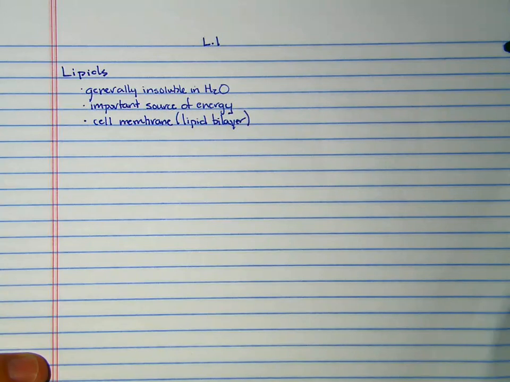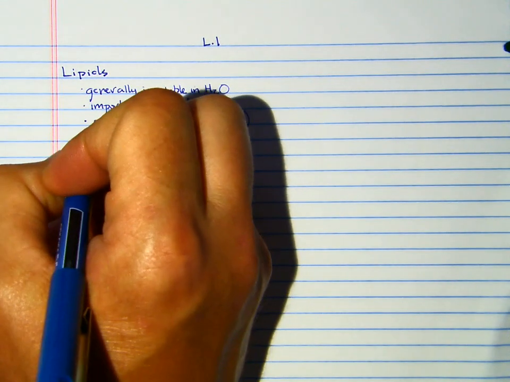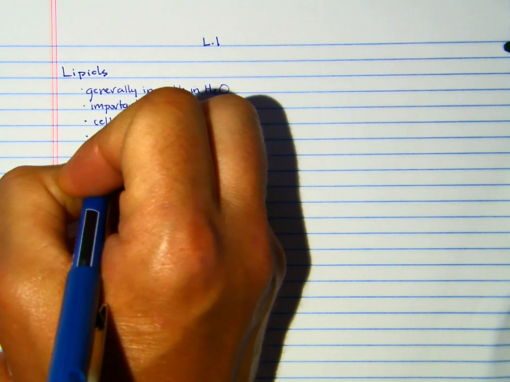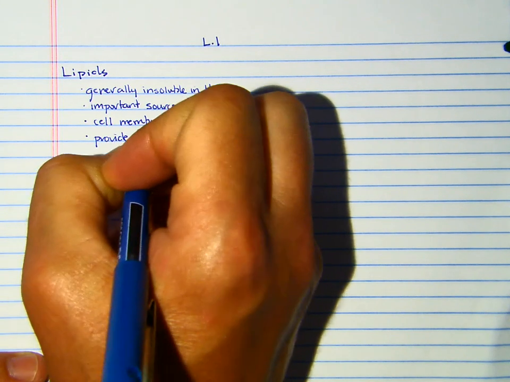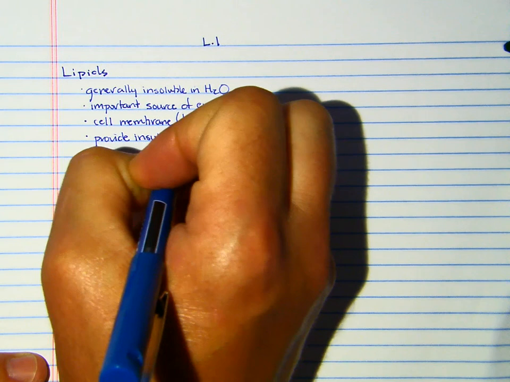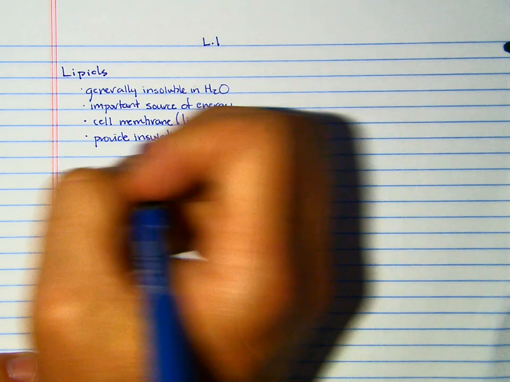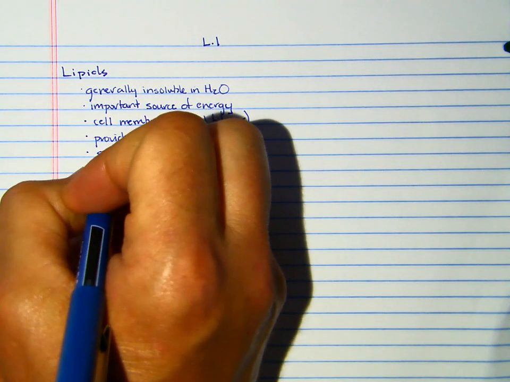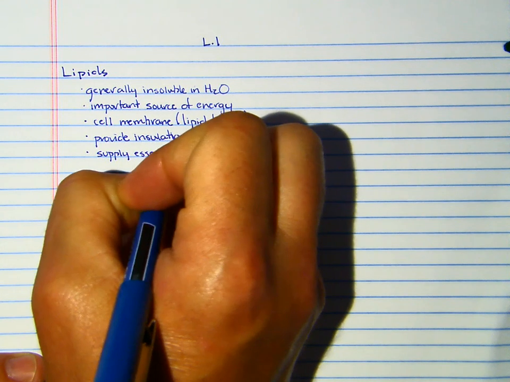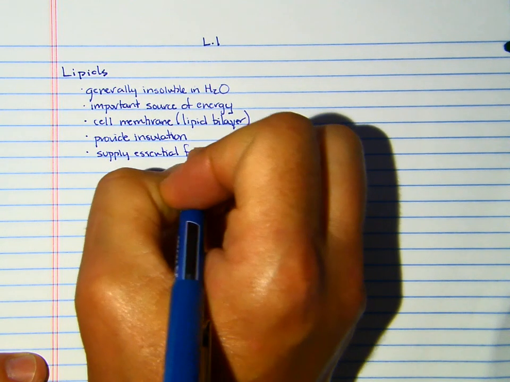And this lipid bilayer is going to be an important source of lipids in cattle from the microbes. Maybe not as important in Texas as Montana, but they also provide insulation. They keep you warm. They supply essential fatty acids.